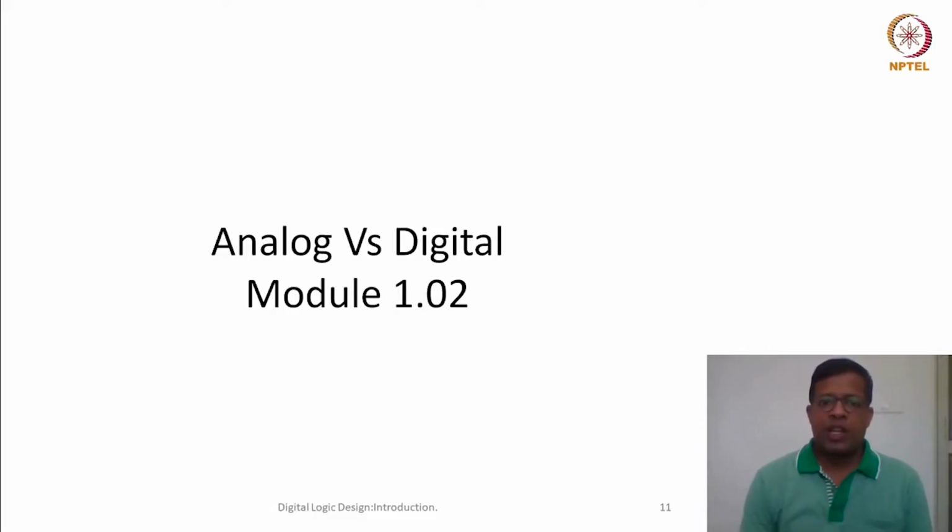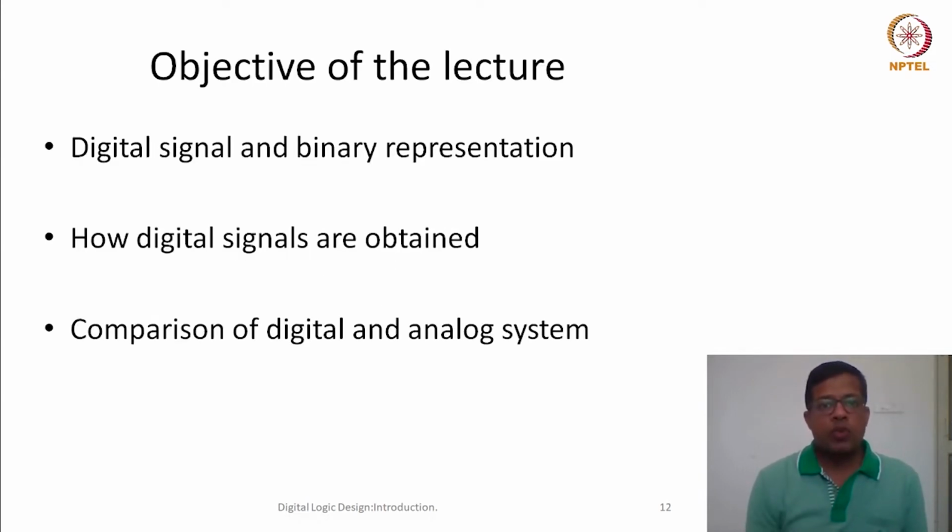Hello everyone. In our previous lecture, we understood the meaning of digital logic and a digital system, and we also understood that a digital signal is essentially a discrete signal in values as well as in time. So, in today's lecture, we will see how this digital signal is obtained and how to do binary representation using digital signals. Then we will also compare the digital system with the analog system.